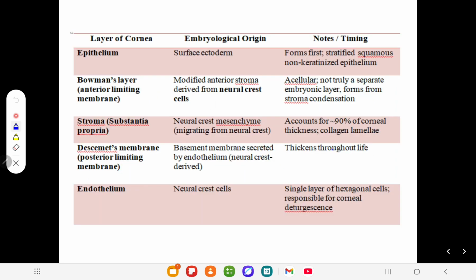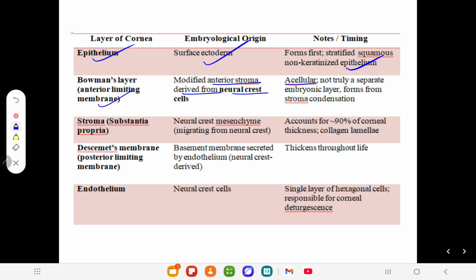It's not like that. Okay, so in this table I'm going to summarize it. Of the layers of the cornea, epithelium is developed originally from surface ectoderm. It's clear, isn't it? So it forms first stratified squamous and non-keratinized epithelium. Okay, it's fine. So Bowman's layer, which is the anterior limiting membrane, is modified anterior stroma derived from neural crest. Basically it's not derived from anything, but it's just condensation of anterior stroma, isn't it?